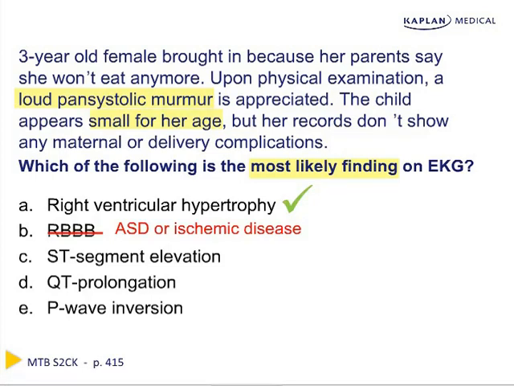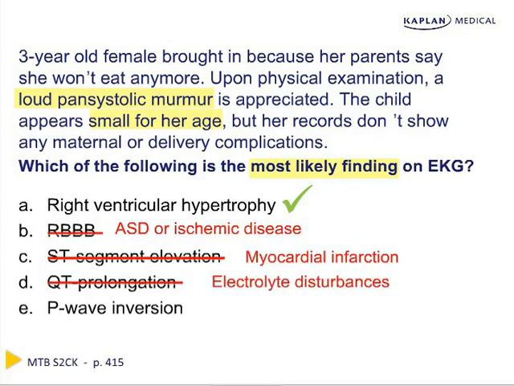with ASDs, or ischemic disease, endocardial ischemic disease, or on the inside. ST segment elevations are seen in myocardial infarctions. I don't think this 3-year-old's having a heart attack. QT prolongation is seen in electrolyte disturbances, particularly with potassium, and P-wave inversions are seen in atrial arrhythmias. And the vignette doesn't mention anything about irregular heartbeats or irregularly irregular heartbeats, and so that is also less likely.